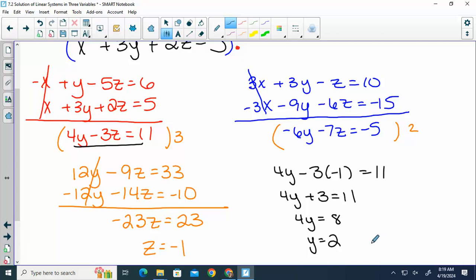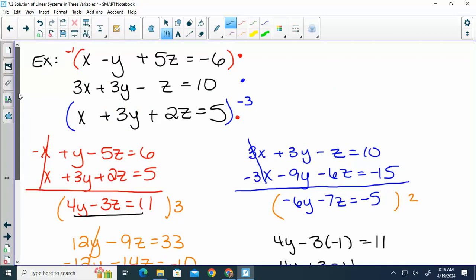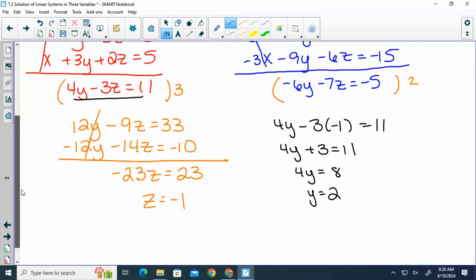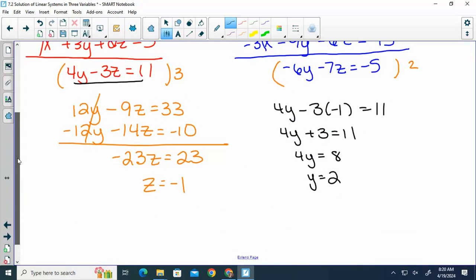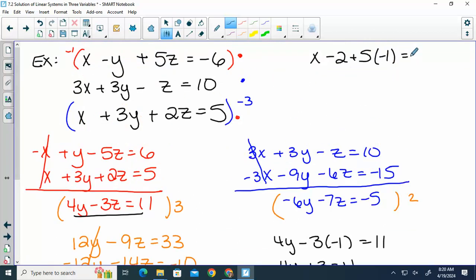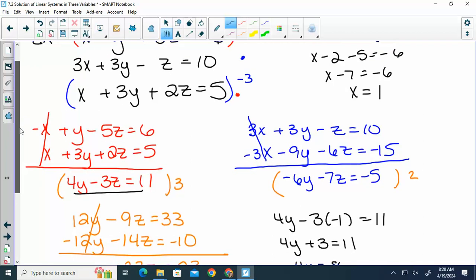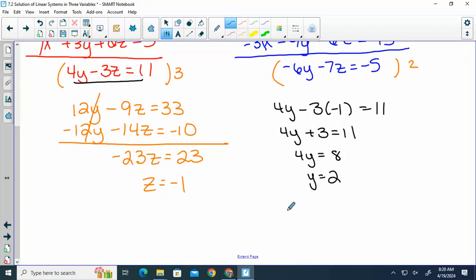Now we have y and z, so we plug it back into the original. If I did the first one, and I don't know my x, y was 2 plus 5 times z, so we get x minus 7 equals negative 6. So x is 1. So my answers are 1, 2, negative 1.